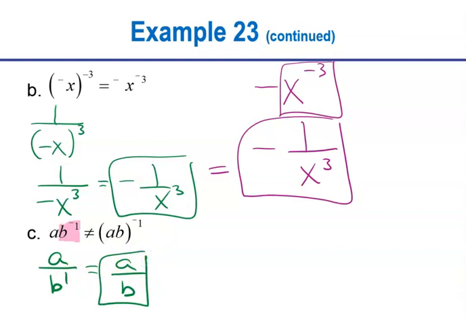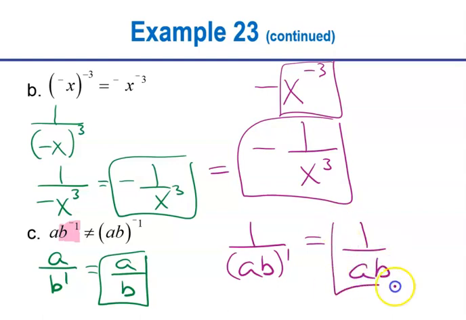Let's look at the right side. Now here, this whole expression a times b is raised to the negative 1. That would be 1 over ab to the first power, which could be written as 1 over ab. That's completely simplified. Notice those do not match.